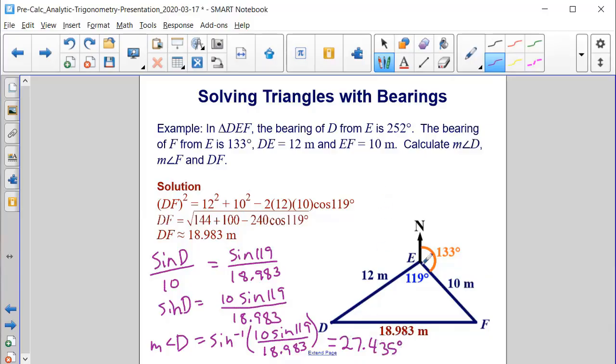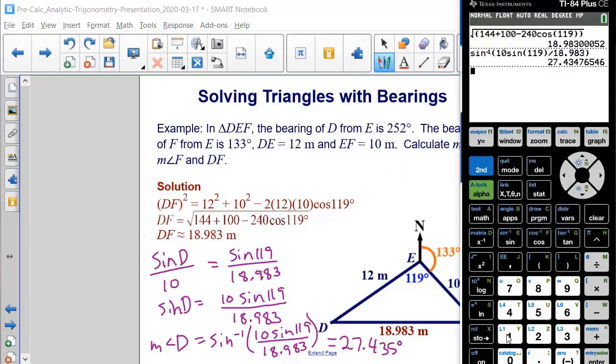degrees. And then to determine the measurement of angle F, we can subtract the sum of 119 and 27.435 from 180. And when we do that, we'll end up getting 180 minus 119 minus 27.435, which is 33.565 degrees.